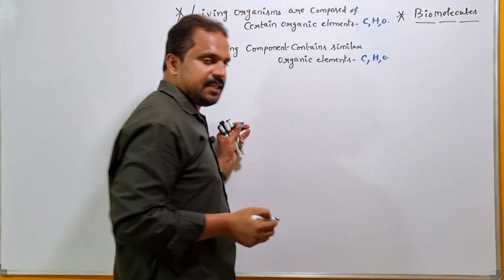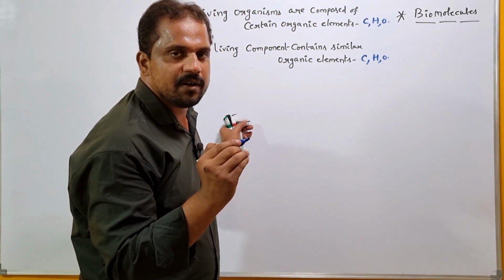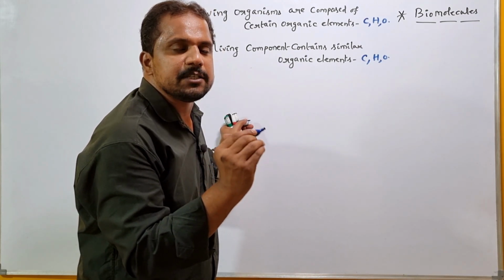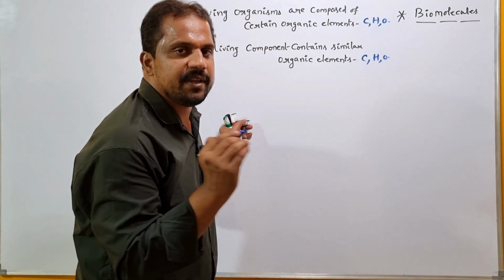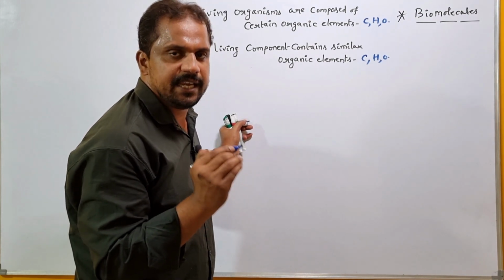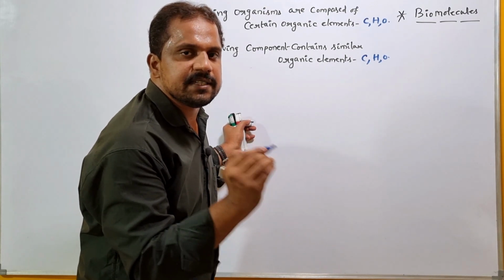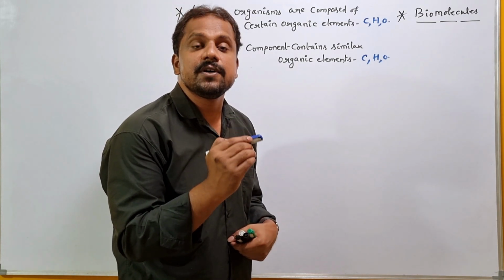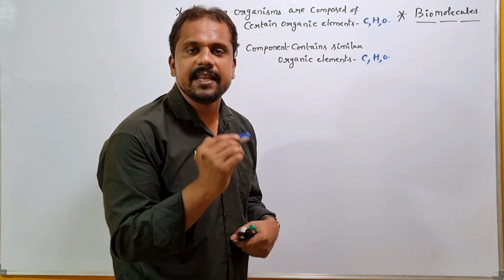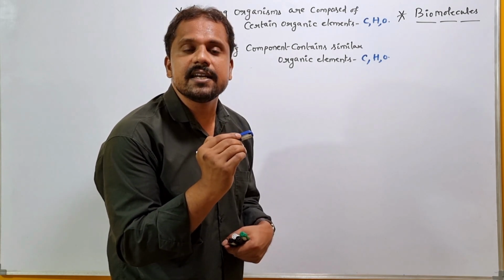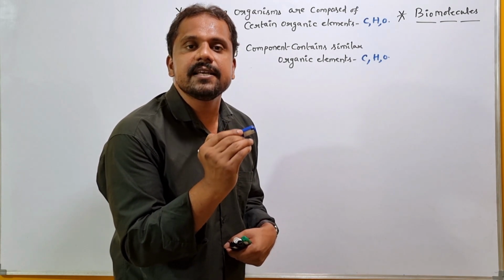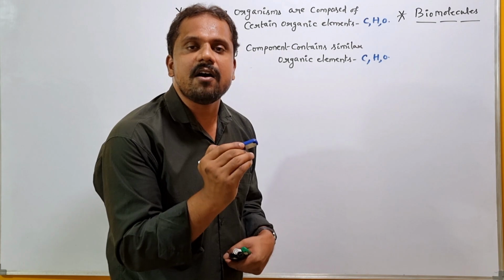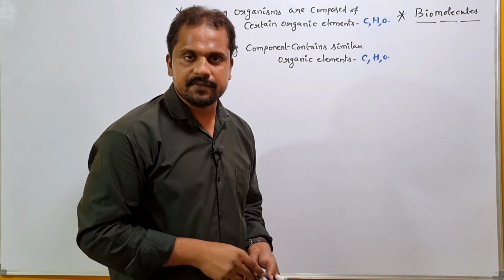Then what is the basic difference between the living component and the non-living component? In both, the organic elements present are very similar. The variation is observed only in the concentration. In living organisms, the concentration of these organic elements remains at a higher proportion, whereas in non-living components the concentration remains at a lower proportion.